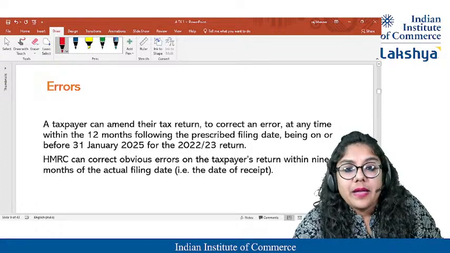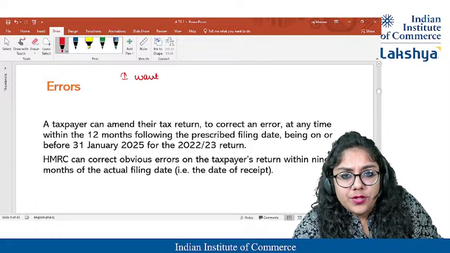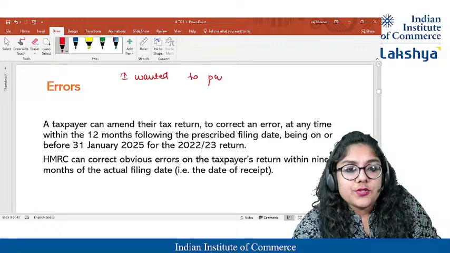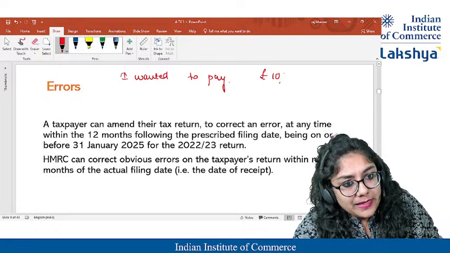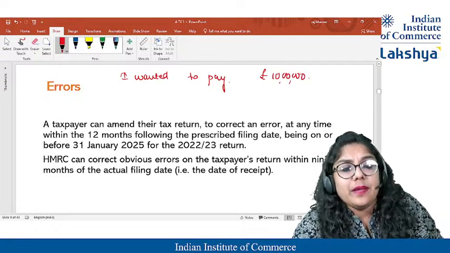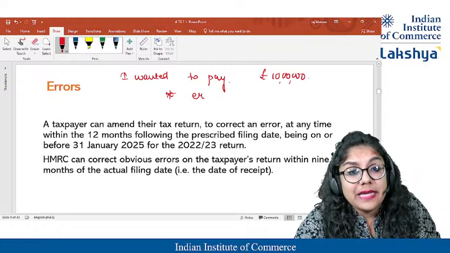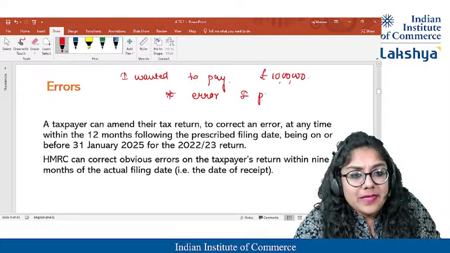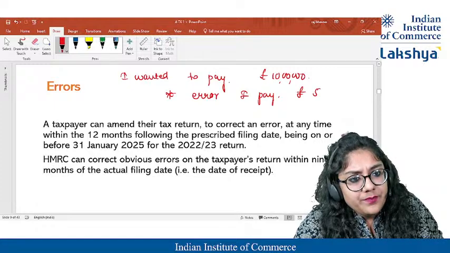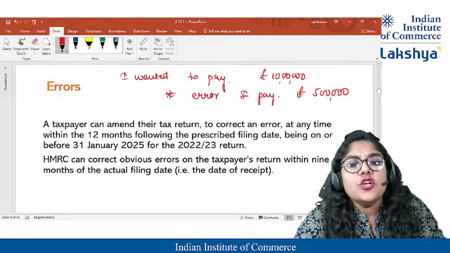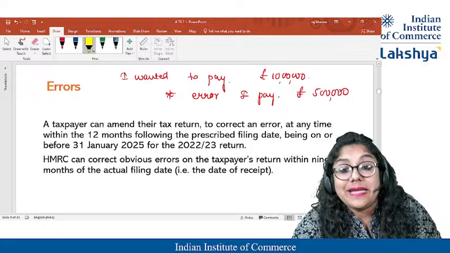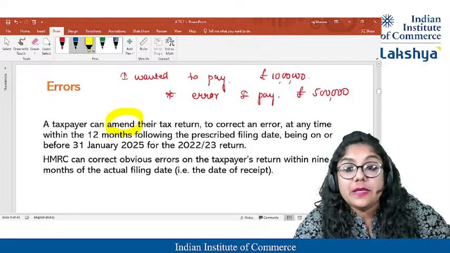For example, I wanted to pay tax, let's say, $10 lakhs. I wanted to pay, but there was an error, and by error I paid how much? I paid $5 lakhs. So what has to be done about the remaining amount? The taxpayer can amend. I can change my return within a period of 12 months.